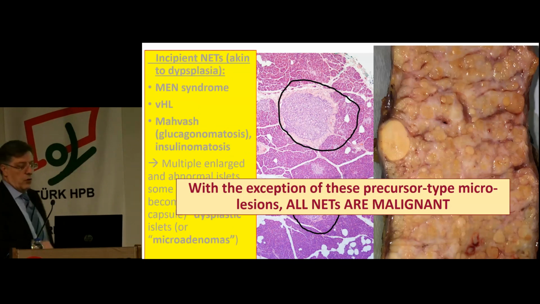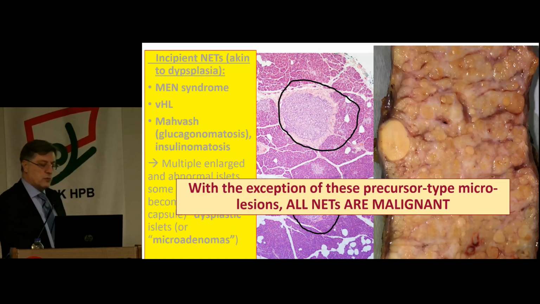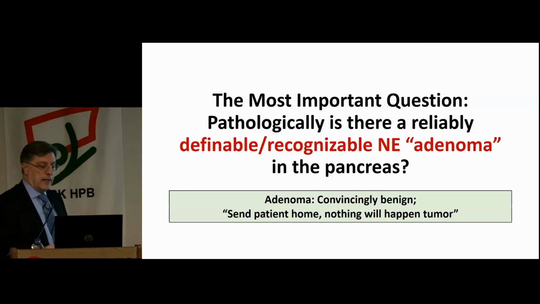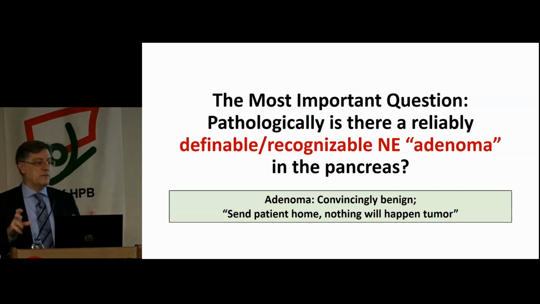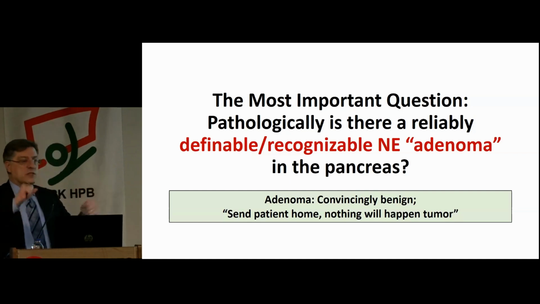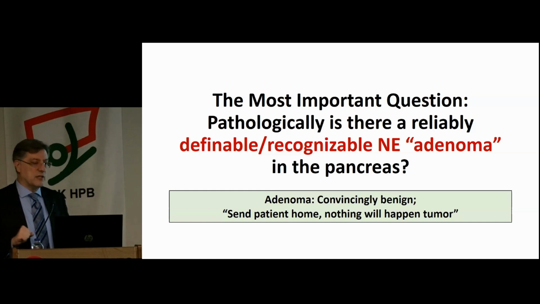Now, with the exception of all these precursors, or what I call baby neuroendocrine tumors, we regard all PanNETs as malignant. And then comes the question, which is a big problem pathologically: is there a reliably definable, recognizable adenoma, meaning I can tell you this is an adenoma, don't worry about it? Is there such a thing for neuroendocrine tumors? And let me tell you from the get-go, no, there isn't. And I'll come back to that by showing you the data for it.